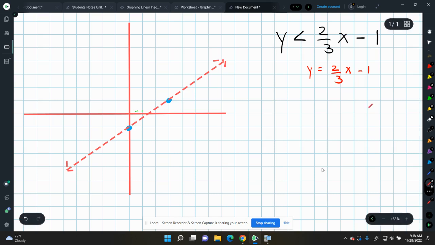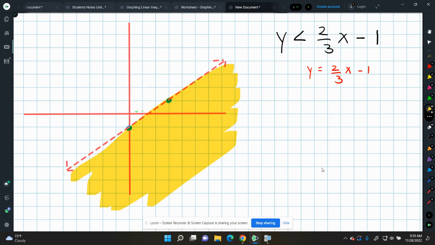Now what do we have to do? What makes it different than just graphing a line? Yeah, we have to shade it. Where am I shading, below or above? Below. How do I know that? Because that's a less than, right? Less than means below. So we're going to go ahead and shade everything below like that. And we're good.